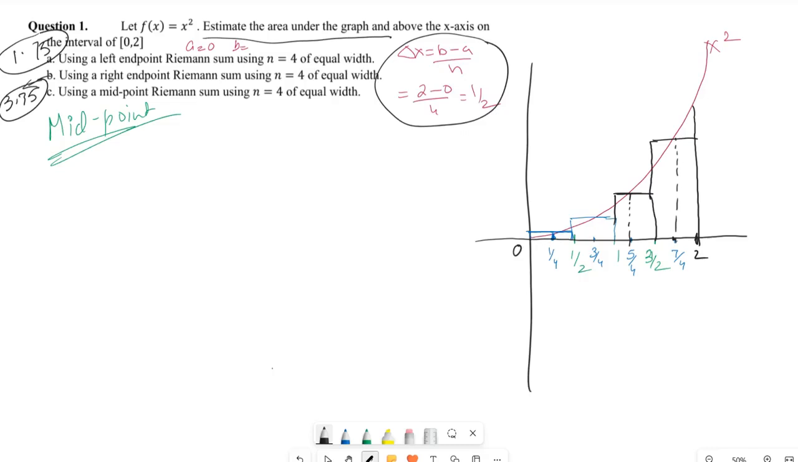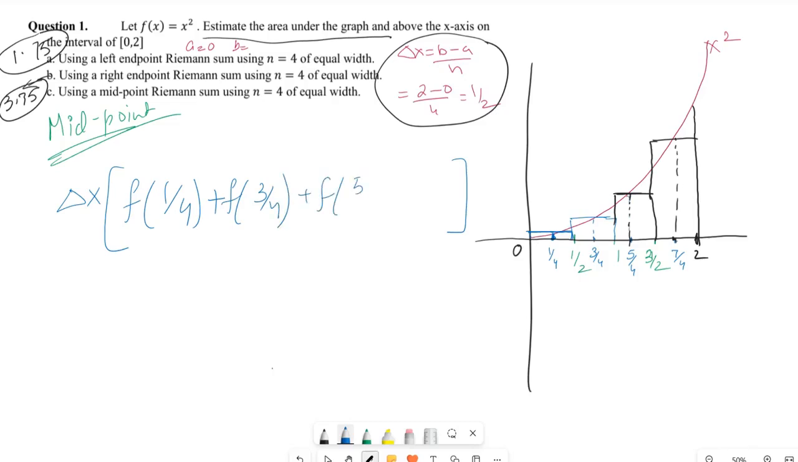Okay. So let's write down the areas. Each of them has width still delta x, so delta x still can be factored out. But the height of the first rectangle is f of 1 by 4. The height of the second rectangle is f of 3 by 4. f of 5 by 4 plus f of 7 by 4. Okay. What is that? Delta x is still half.